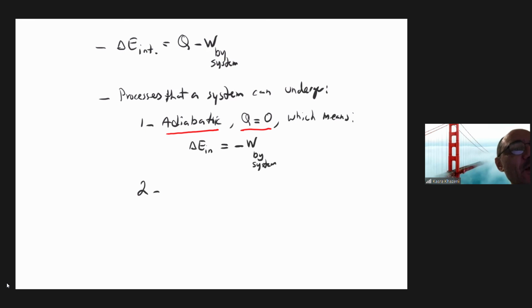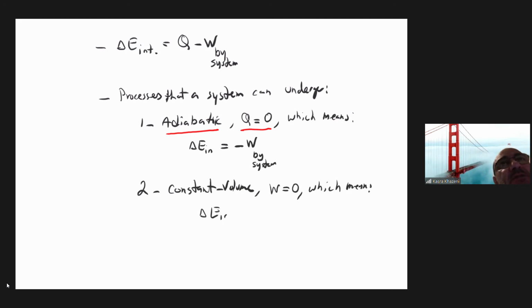There's a constant volume. Okay, constant volume means, because work depends on change in volume, constant volume means work is zero. Which then means the change in internal energy only depends on how much heat goes in and out of the system. Okay, that's the constant volume, meaning work is zero.